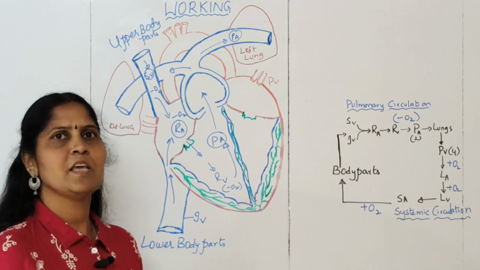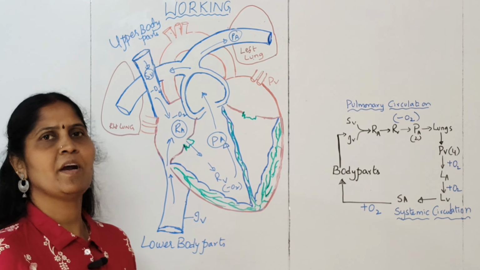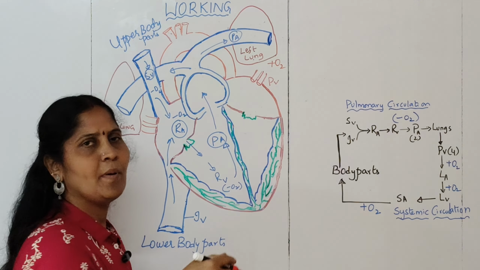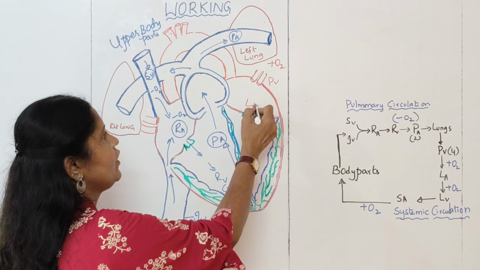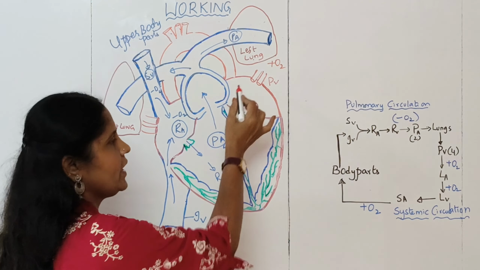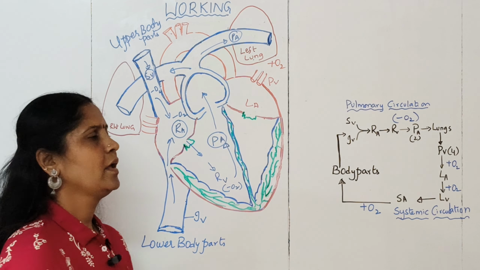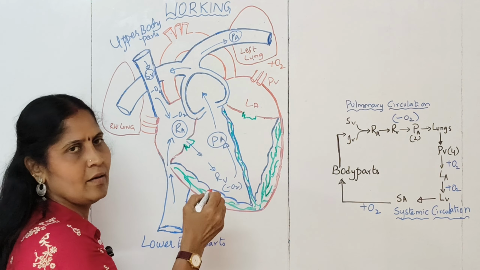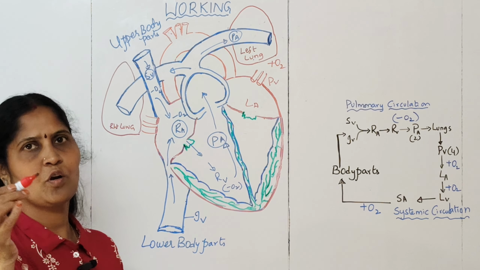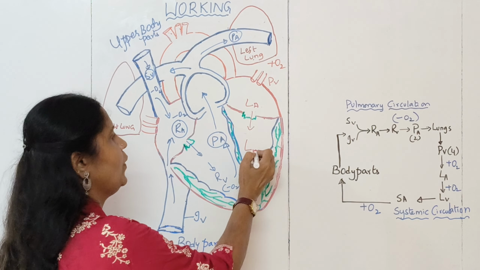And once the deoxygenated blood reaches the lungs, it will get purified there. This purified one, that is the oxygenated blood, will enter into the left auricle through the pulmonary veins. There are four pulmonary veins which all open towards the left side of the heart. From the left auricle, once it is filled, through the auriculoventricular aperture present towards the left side, the blood will reach the left ventricle.